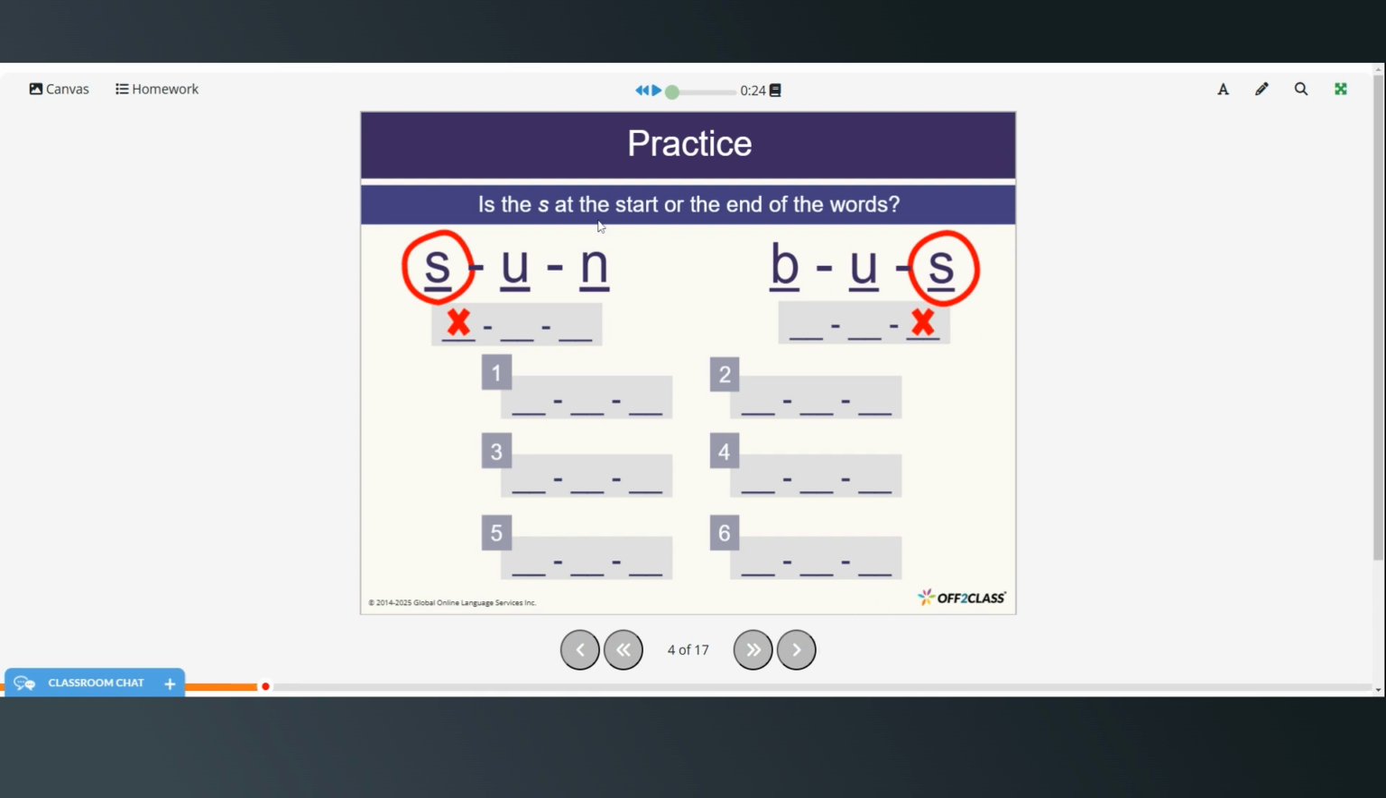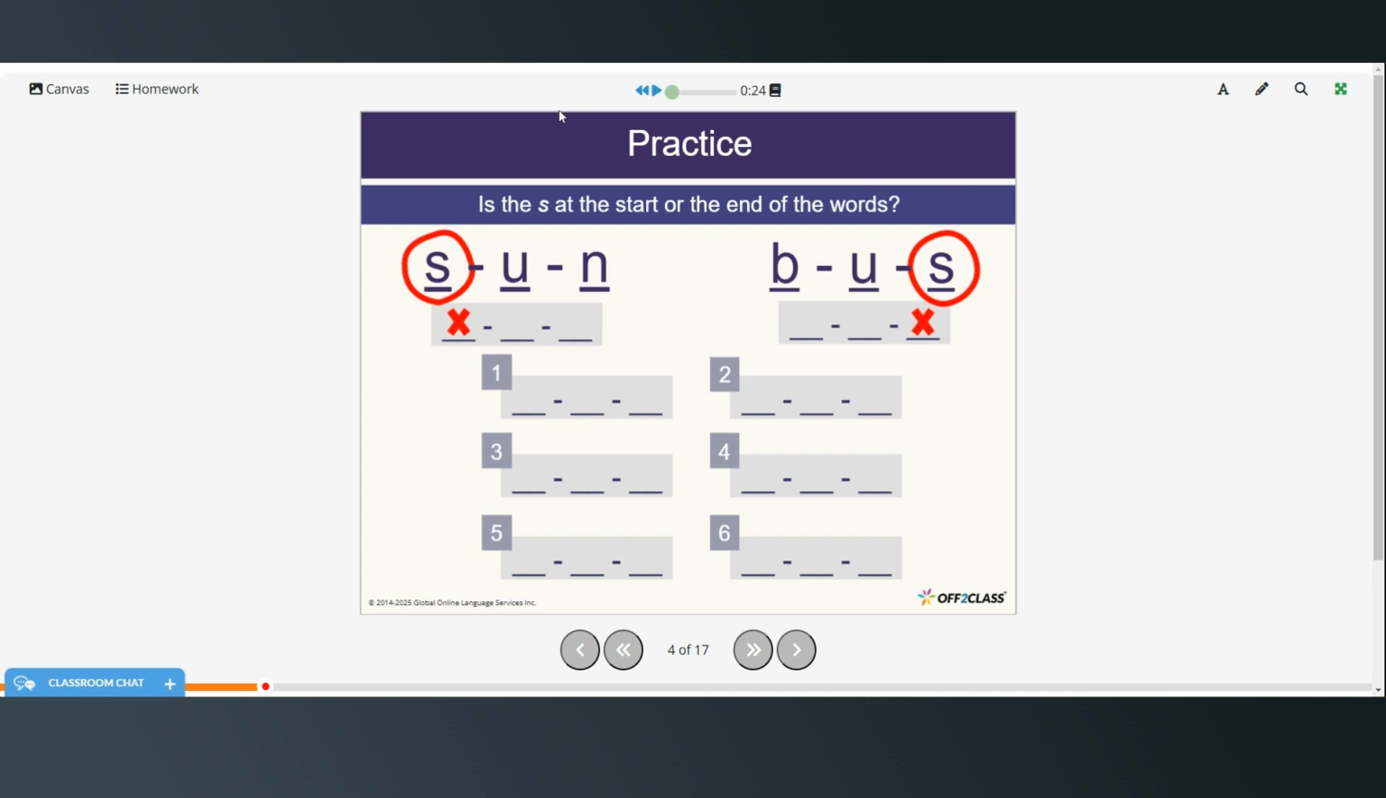Okay, so this time you're going to be listening for whether the S sound is at the beginning or the end of the word. So we'll listen and then we'll play a second time and I'll fill in the correct answers. Sun, bus, sit, sad, gas, see, miss, star.